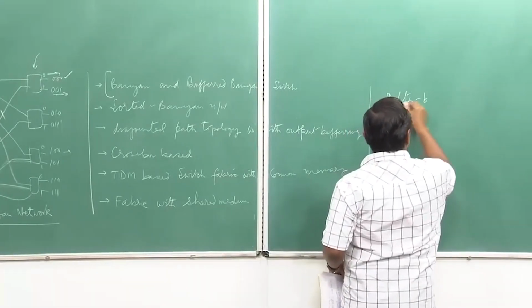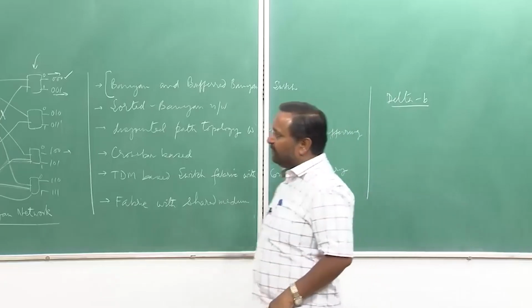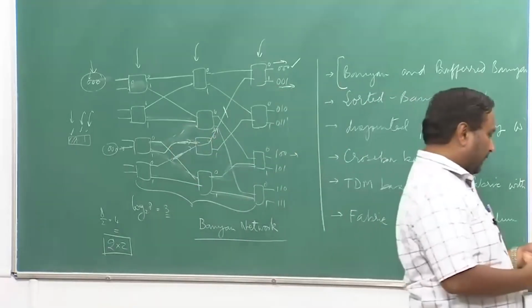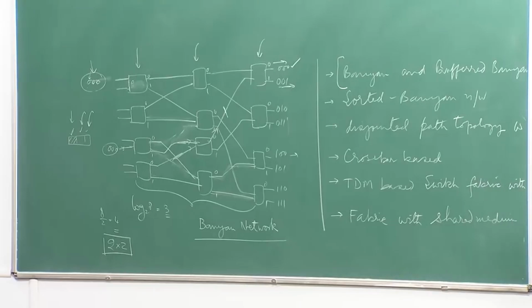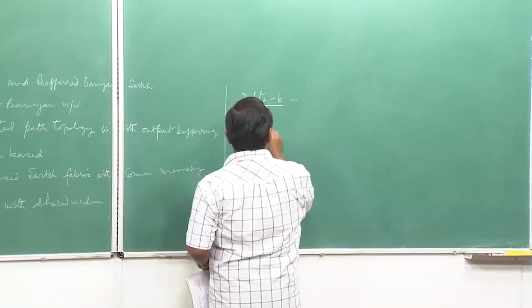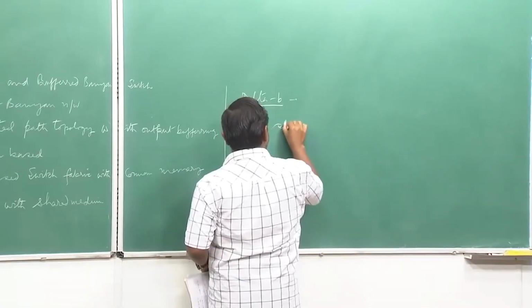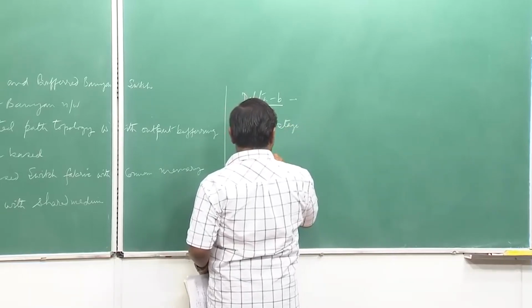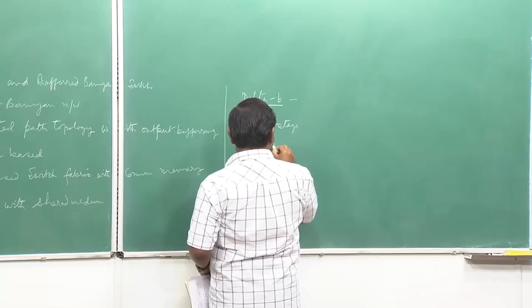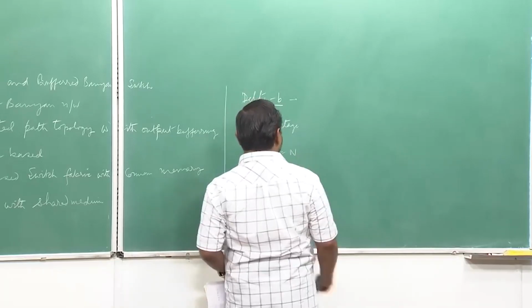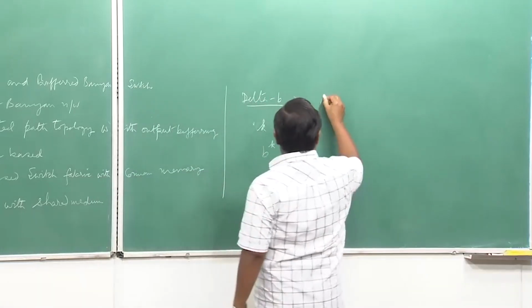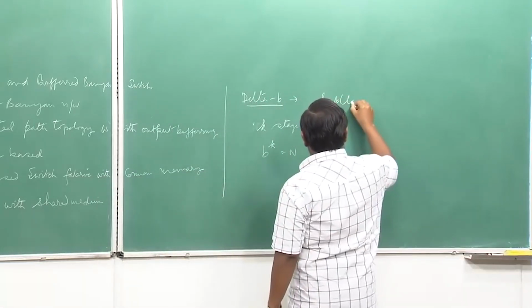Normally we call it delta b, it is a base b system. So, b by b switches will be used in a delta b network, and if the number of stages is k in this case, the number of inputs and outputs will be b raised to the power k, so an n by n switch can be formed. So, delta b is basically a subclass of Banyan.